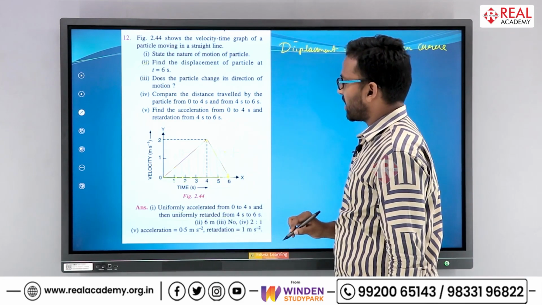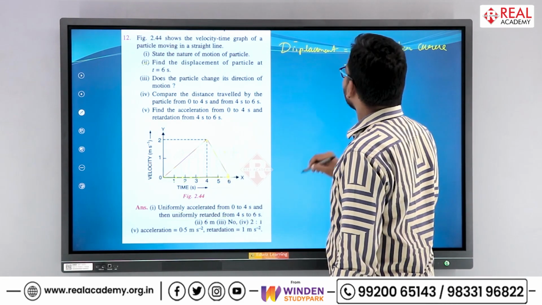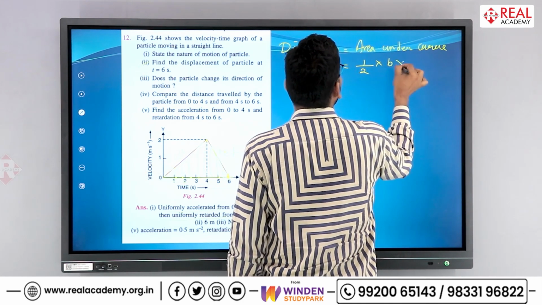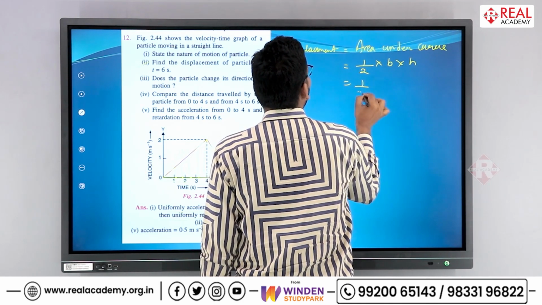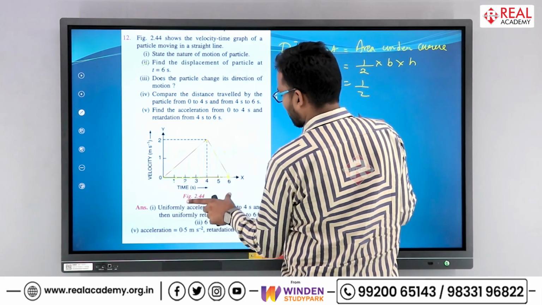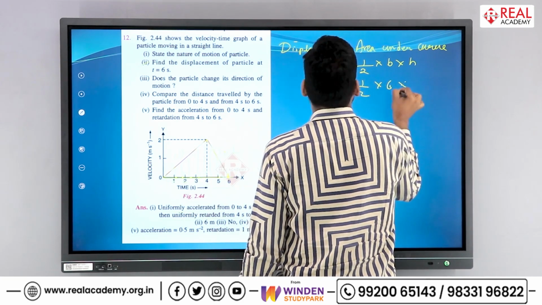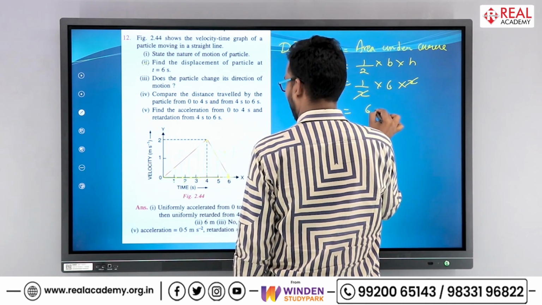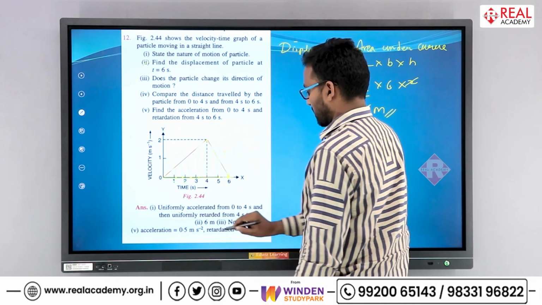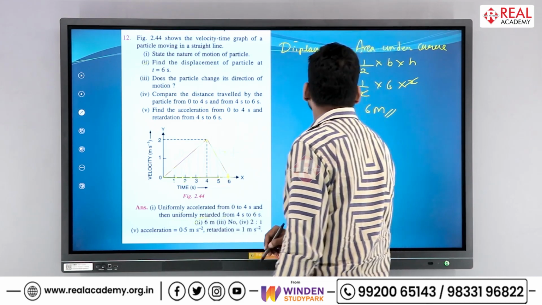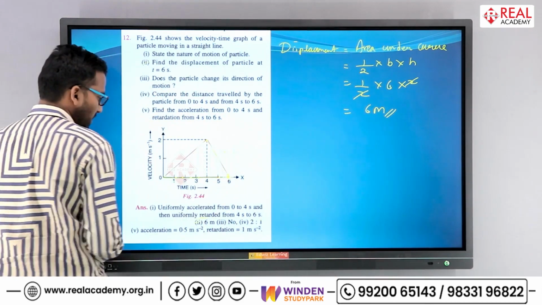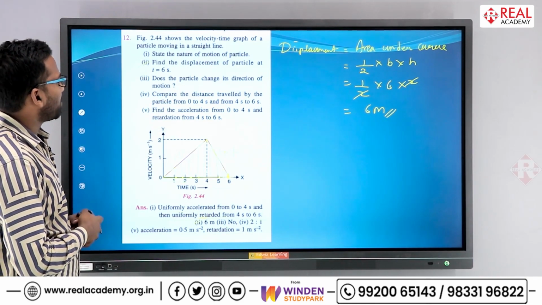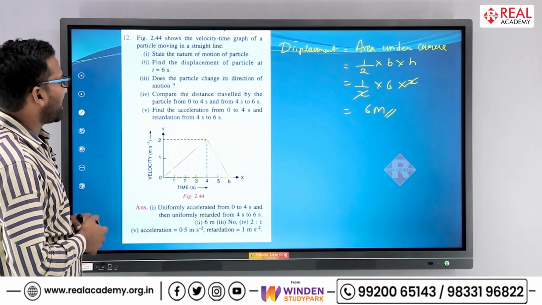What is the area under it? It is in the form of a triangle. So what's the formula for the area of a triangle? Half into base into height. What is the base? 0 to 6, that is 6. And what is the height? 2. 2 and 2 will get cancelled. Displacement is 6 meters.